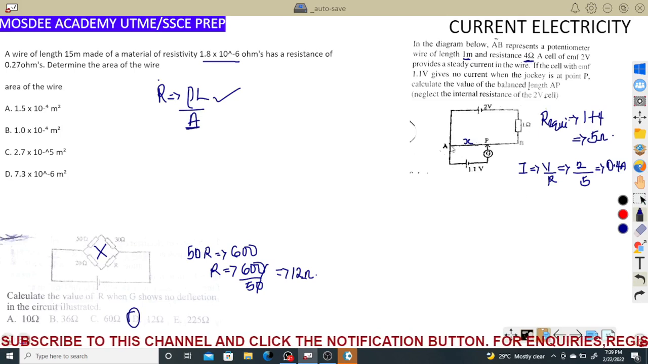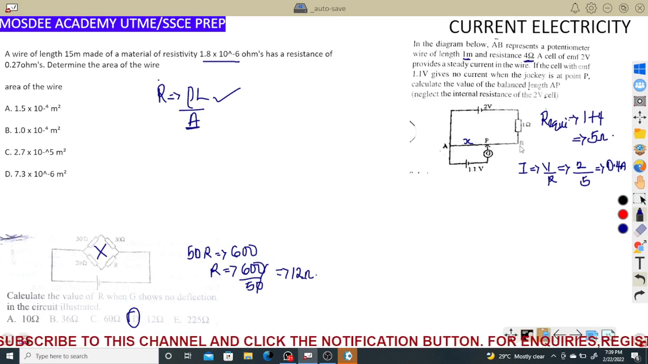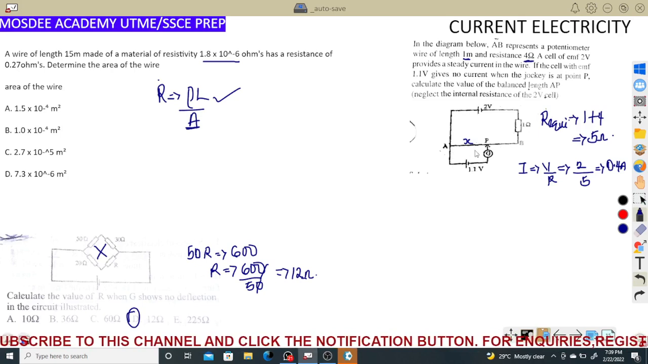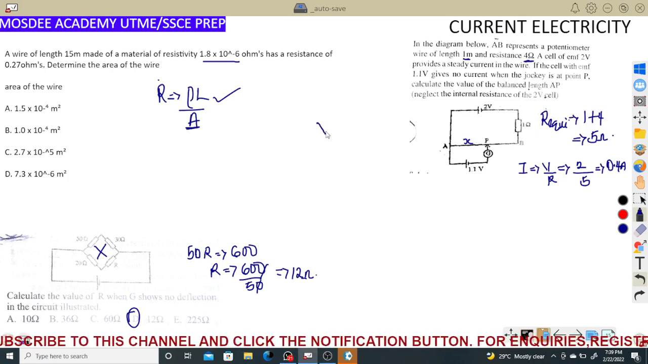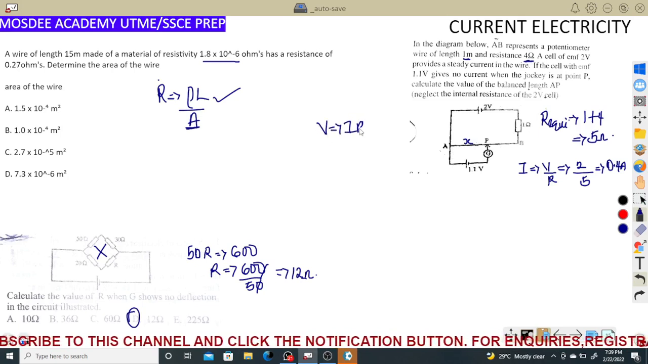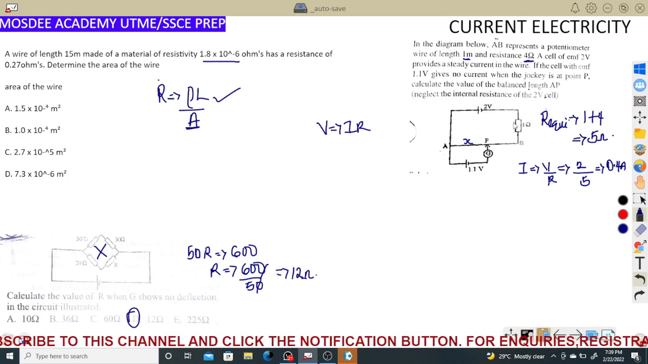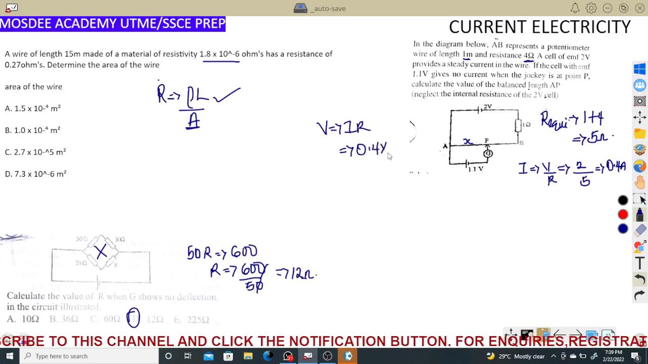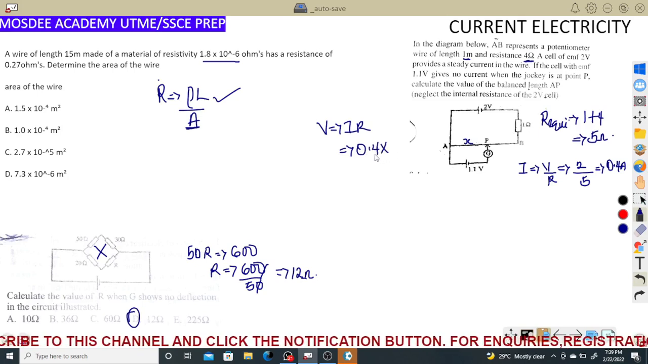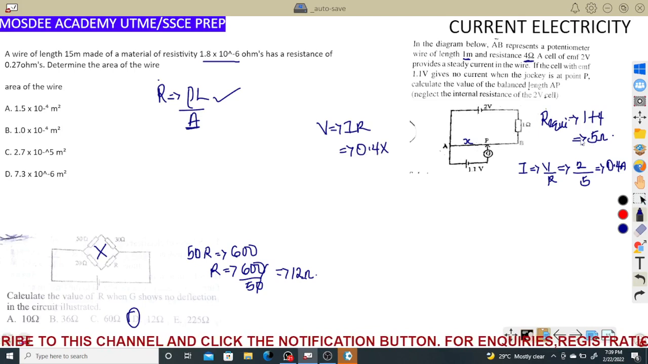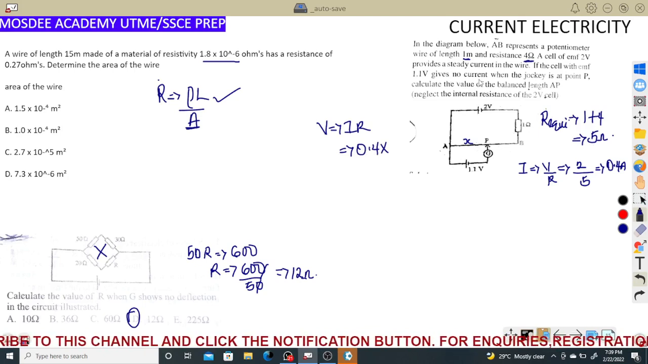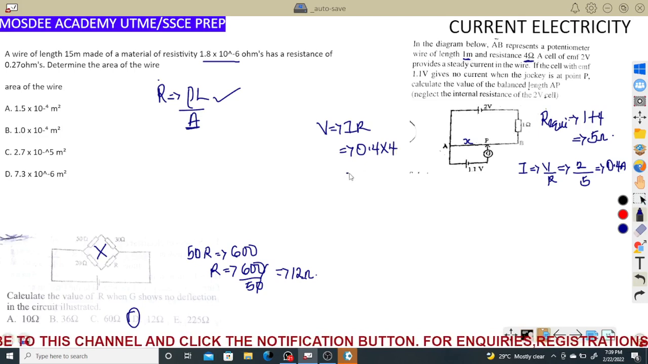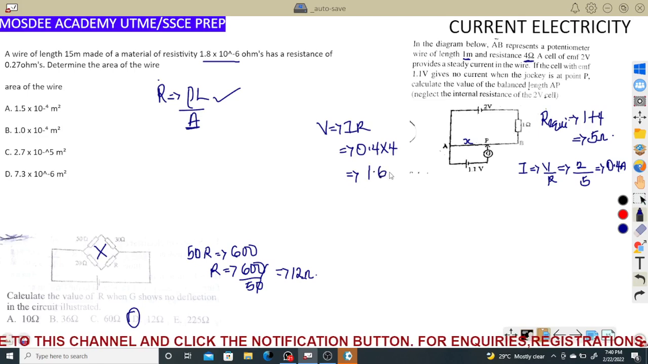So the EMF across AB. I want to know the amount of EMF across AB. Now, what is the formula for EMF? That is the voltage: V equals IR. You can see current is flowing like this. What is the current? We calculated 0.4 times the resistance. What's the resistance at AB? We've talked about that. The resistance at AB represents the potentiometer wire of 1 ohm and the resistance of 4 ohms. So the resistance is 5, and 0.4 times 4 is 1.6 volts.